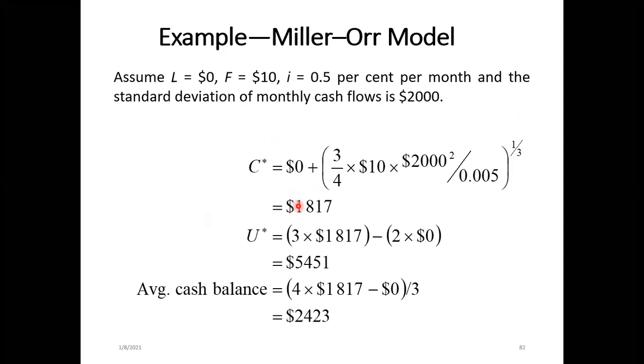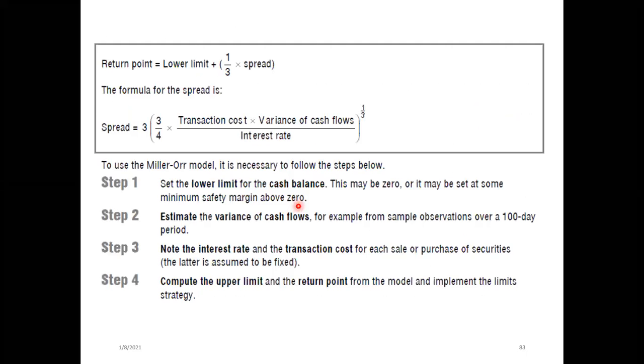All right, and so this is another formula for that. First, the return point, which means the optimum balance, equals the lower limit plus one-third of the spread. Here, how do we calculate the spread, right?